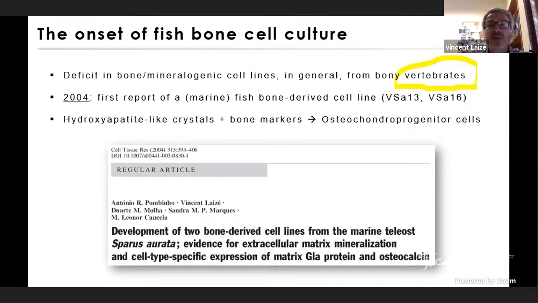So we have characterized these cells in terms of capacity of mineralizing the extracellular matrix, and we confirmed that the crystals that are deposited in the extracellular matrix are similar to what we can find in fish bone. They are hydroxyapatite-like crystals. We have looked at different bone markers, either looking at gene expression or enzymatic activity. And then we concluded that these two cell lines were probably osteochondral progenitor cells, okay?